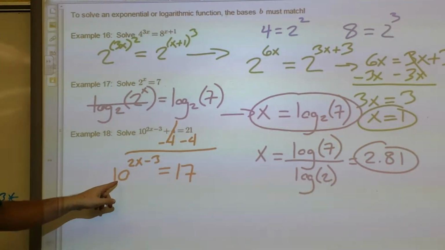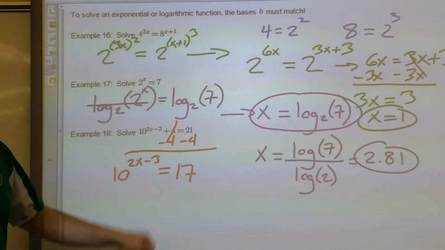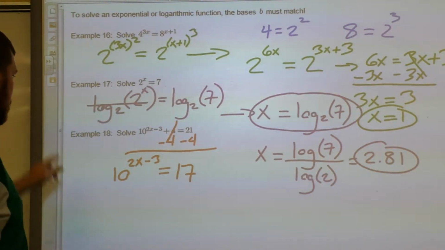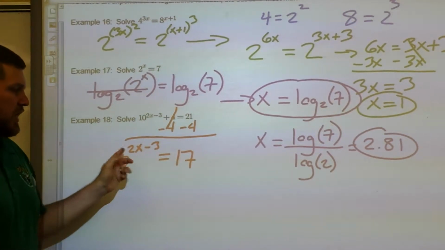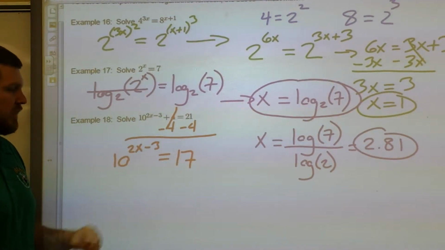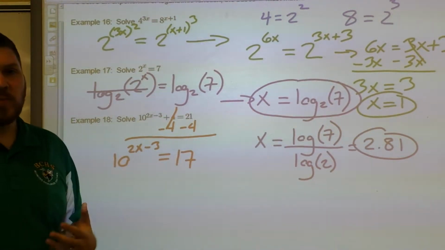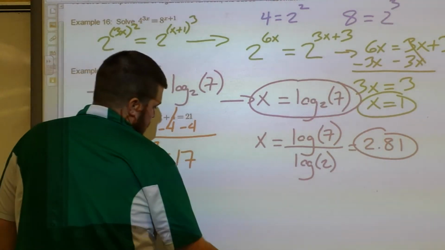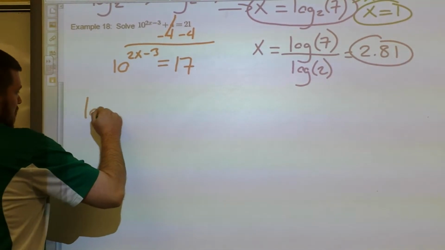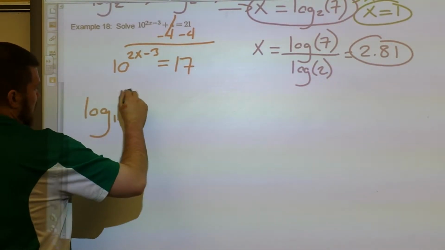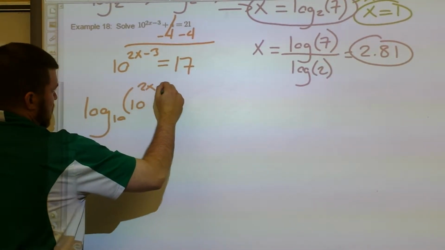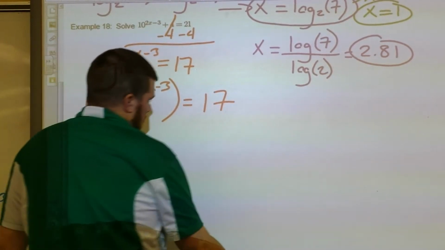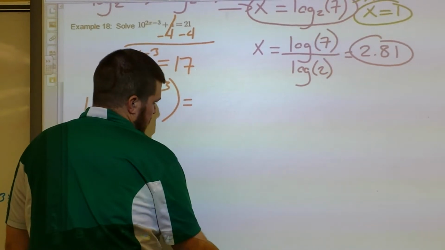Now, there's no way I can make base 10 and base 17 match up. So what I'm going to have to do is use a log on each side. I'm looking at my exponential piece, which is over here on the left. That's going to tell me what base my log needs to be. So my base is 10, so the log has to be base 10. So I'm going to say log base 10 of 10 to the 2x minus 3 equals log base 10 of 17.